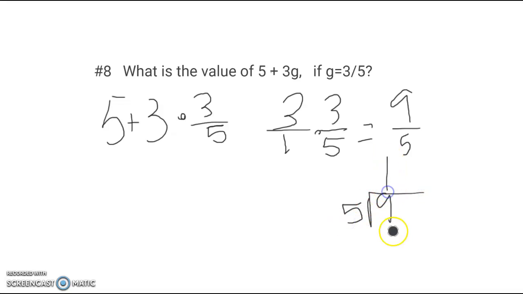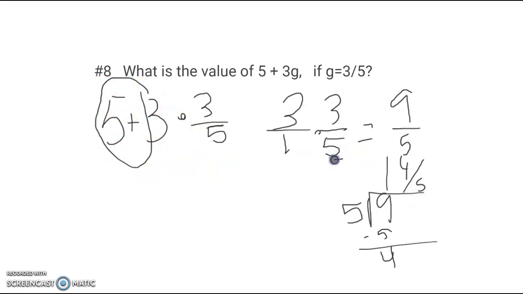5 goes into 9 one time. 5 times 1 is 5. Subtract, I have 4 left. So 9/5 is really equal to 1 and 4/5. And then before that, I had 5 plus in front of it. When I add 5 to that, my answer is 6 and 4/5.